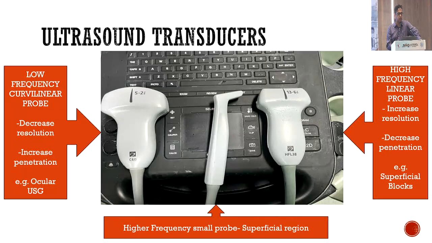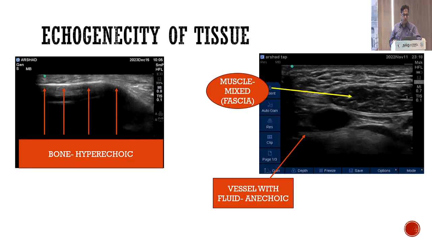So there are types of transducers. We have linear and we have curvilinear probes. In linear, we have small probes and we have a larger probe. And in a curvilinear probe, we have a high frequency probe which has increased penetration and can be used for the ocular ultrasound. For echogenicity of the tissue, it depends upon tissue to tissue. For example, the bone would look like a hyperechoic structure. A white line, a continuous hyperechoic structure would be a bone through which no sound wave can pass. So this is what it will look like.